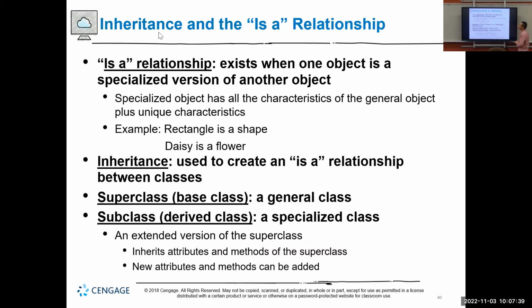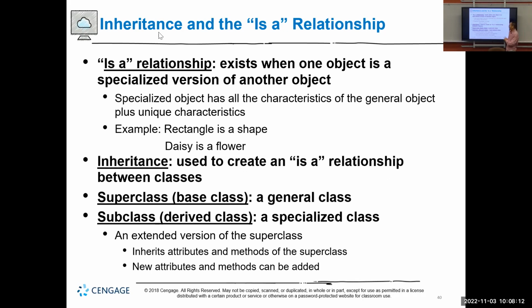In the case of inheritance, you can think of it as an "is a" relationship. It exists when one object is a specialized version of another object. The bee and the grasshopper are specialized versions of insect, right? That's the "is a" relationship here. Now, inheritance is used to create a relationship between classes. Sorry, it's a super class, not parent class. Okay, it's my mistake.